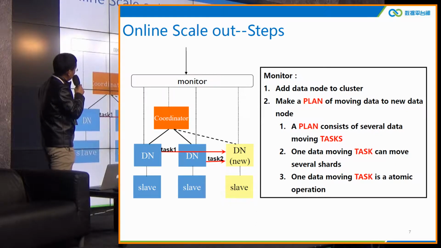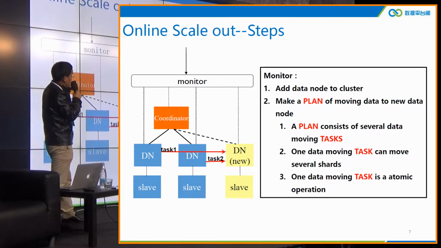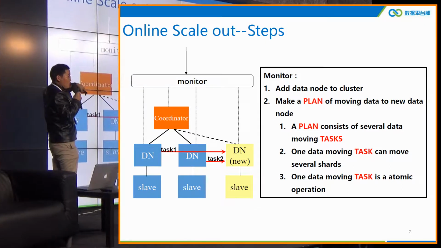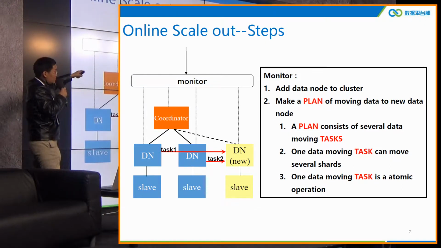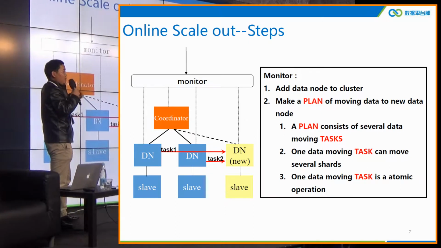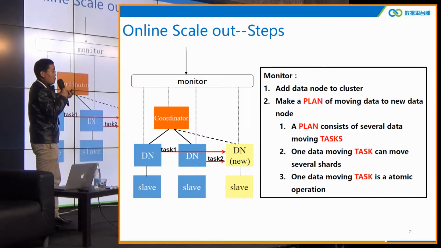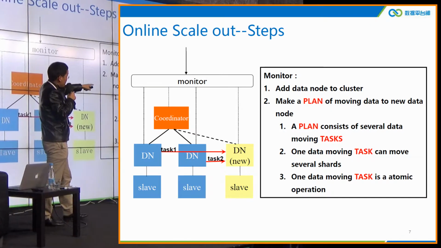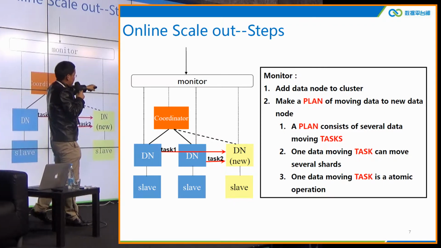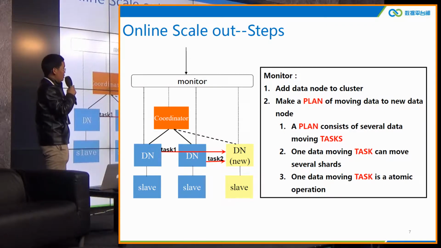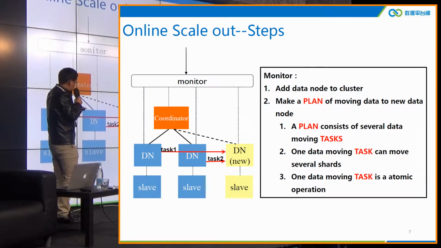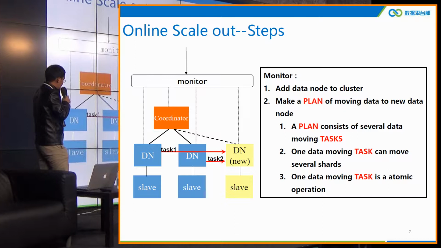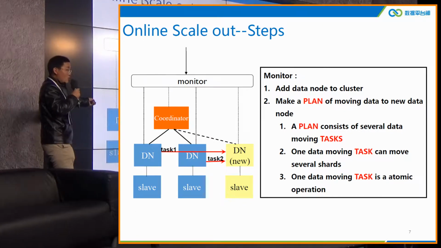Then these are the online scale out steps. We have a monitor system, which is a management system of the whole cluster. We can interact with the system. We tell the system first to add a new data node to the cluster, and then make a plan of moving data to the new data node. This plan consists of several data moving tasks. Maybe at present we have many tasks. Each task means we move data from the source node to the target node.